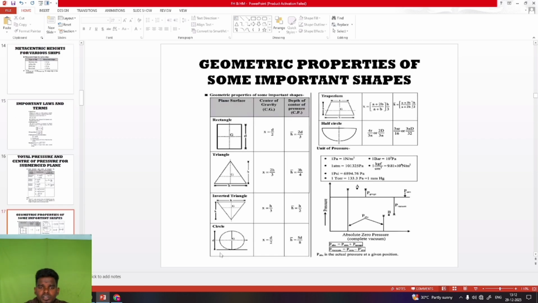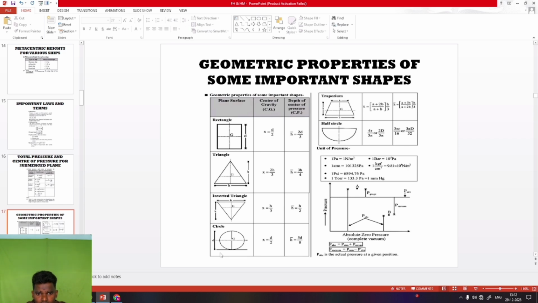Geometric properties of some important shapes. For the rectangle, center of gravity x is equal to d by 2, and depth of center of pressure h bar is equal to 2d by 3. For a triangle, x is equal to 2h by 3, and h bar, the depth of center of pressure, is equal to 3h by 4. For an inverted triangle, x is equal to h by 3 and h bar is equal to h by 2. And for a circle, x is equal to d by 2 and h bar is equal to 5d by 8.